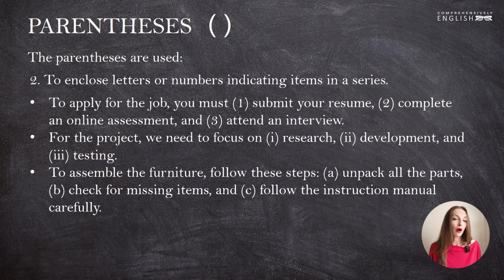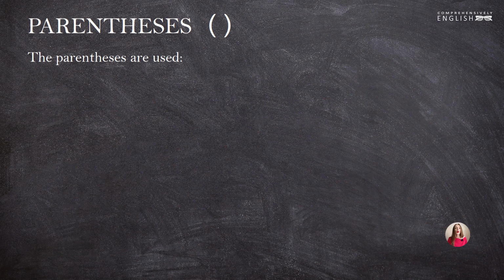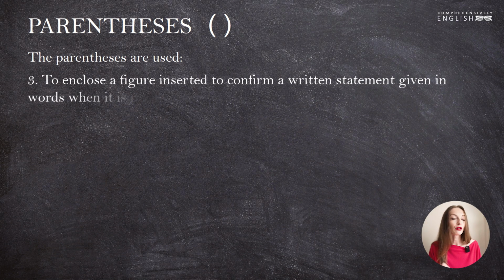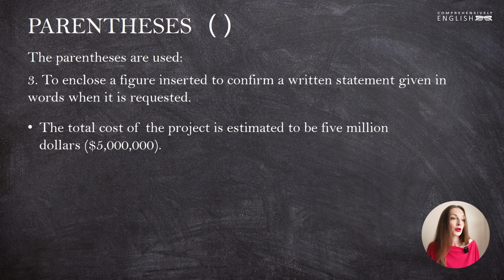(A) Unpack all the parts. (B) Check for missing items. And (C) Follow the instruction manual carefully. We also use parentheses to enclose a figure that confirms a written statement given in words. For example, the total cost of the project is estimated to be five million dollars ($5 million).